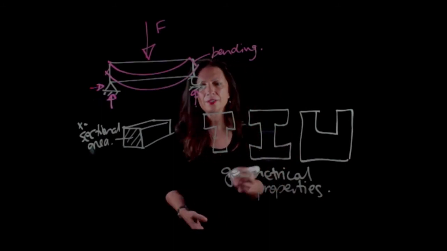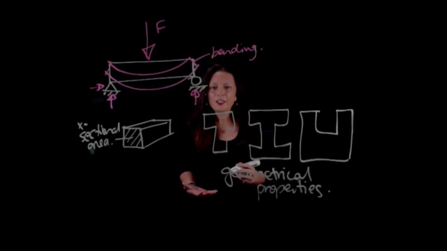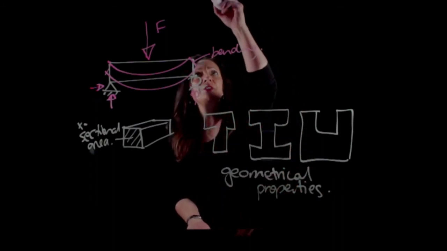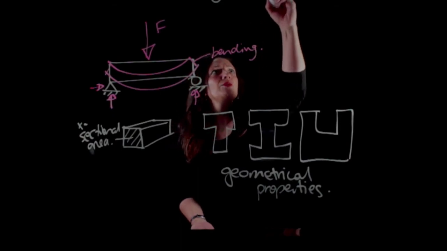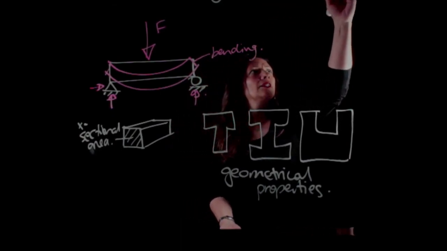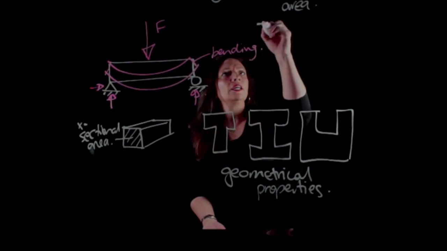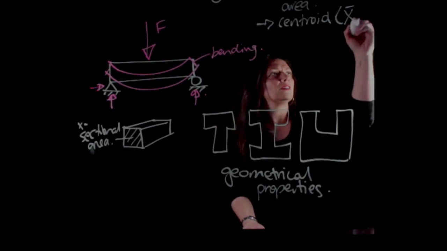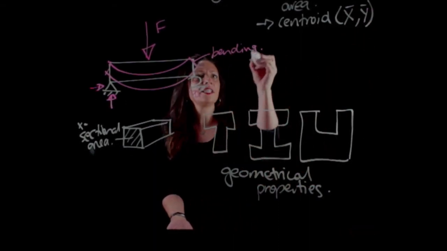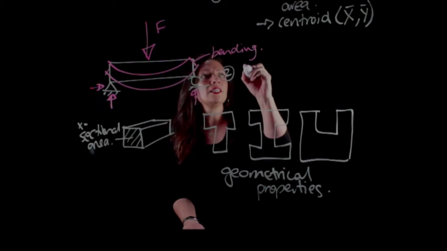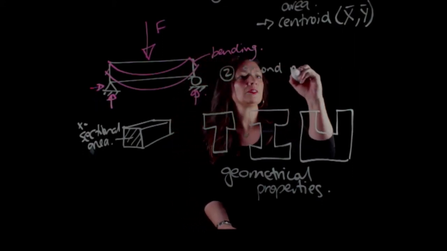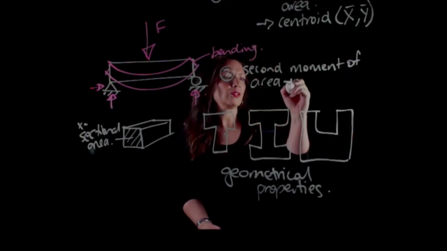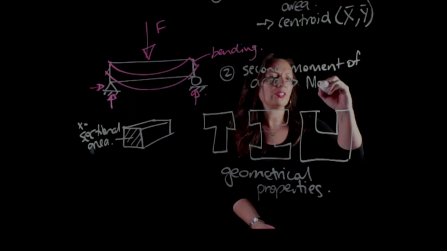of these cross-sections. So there's two things that we're interested in. First of all is the first moment of area, which is the centroid. So first moment of area. And that's the centroid. And secondly, we are interested in the second moment of area. Which is also called the moment of inertia.